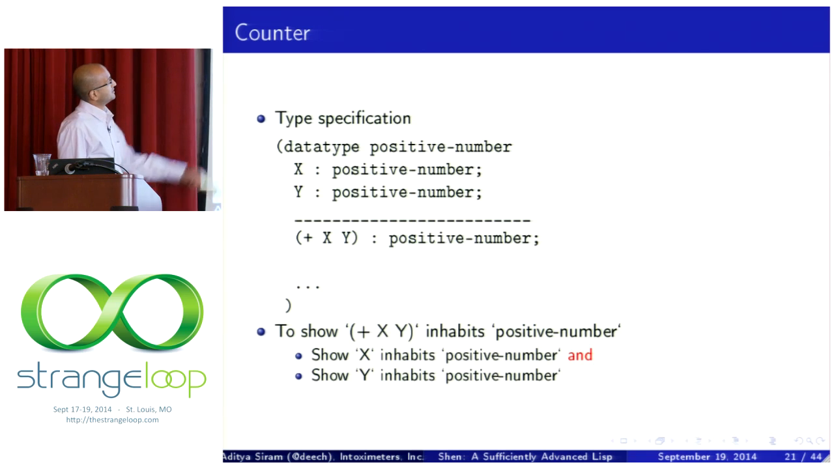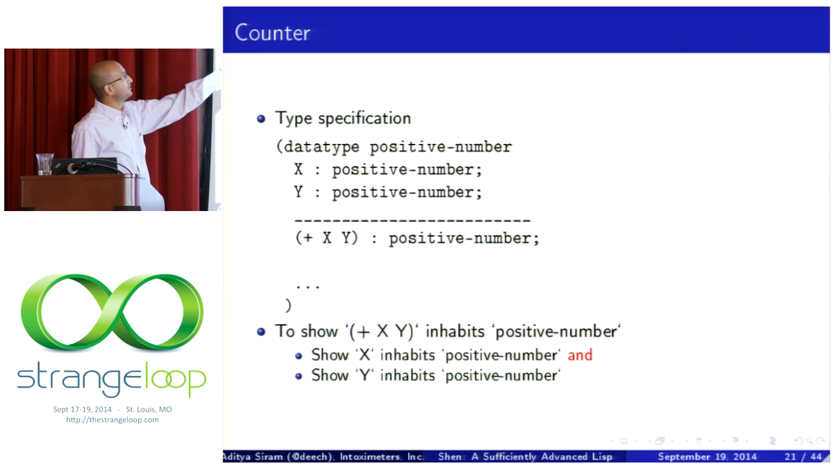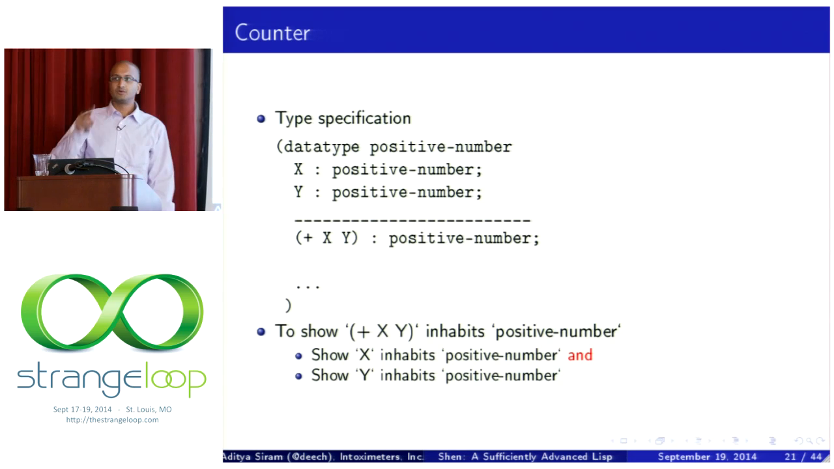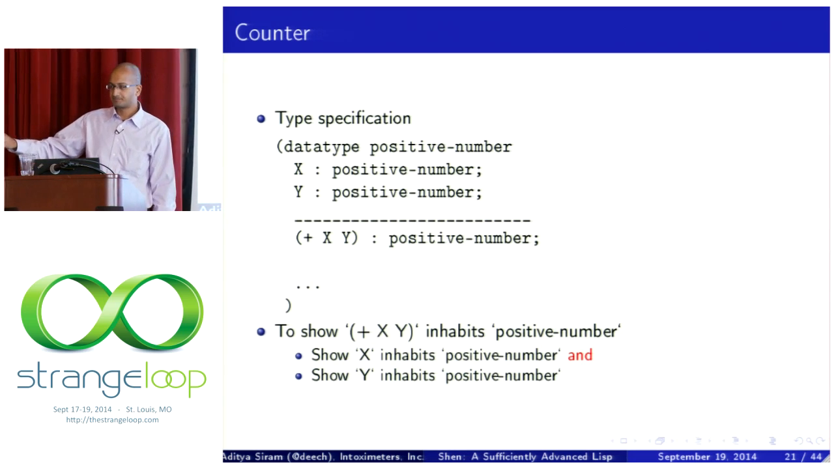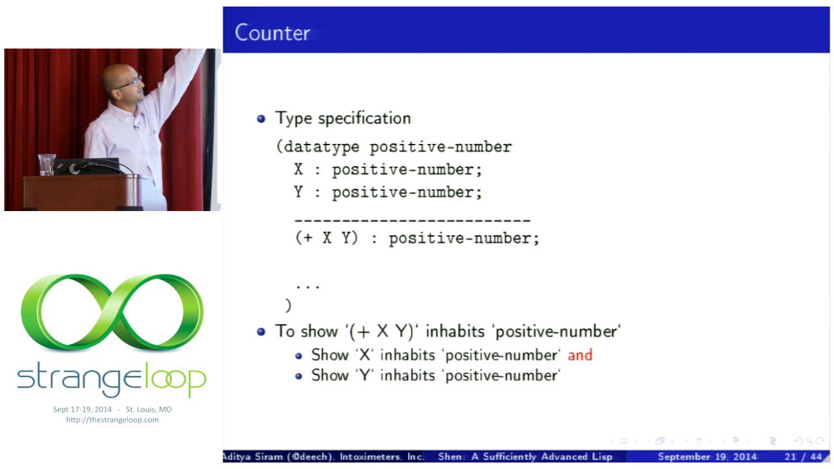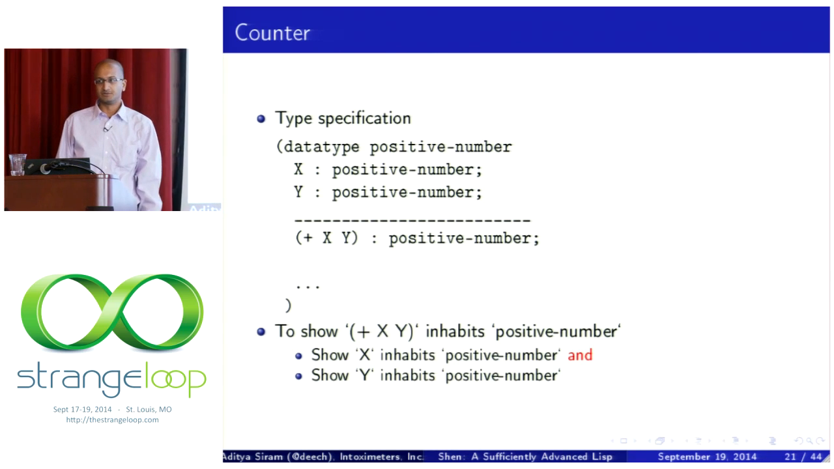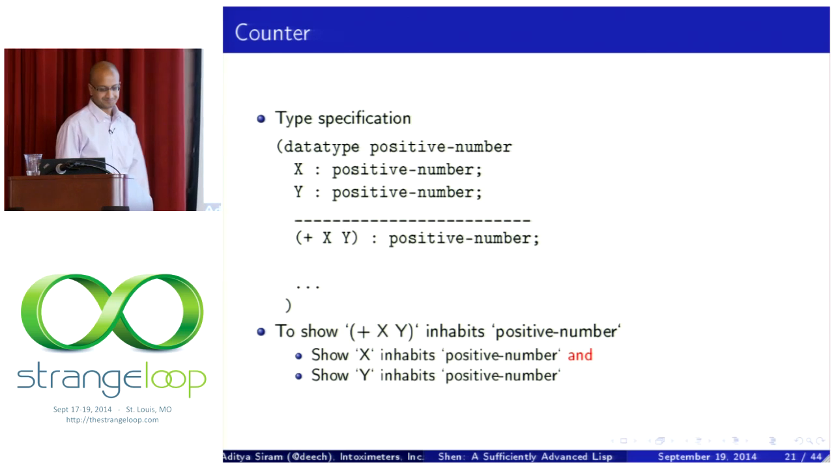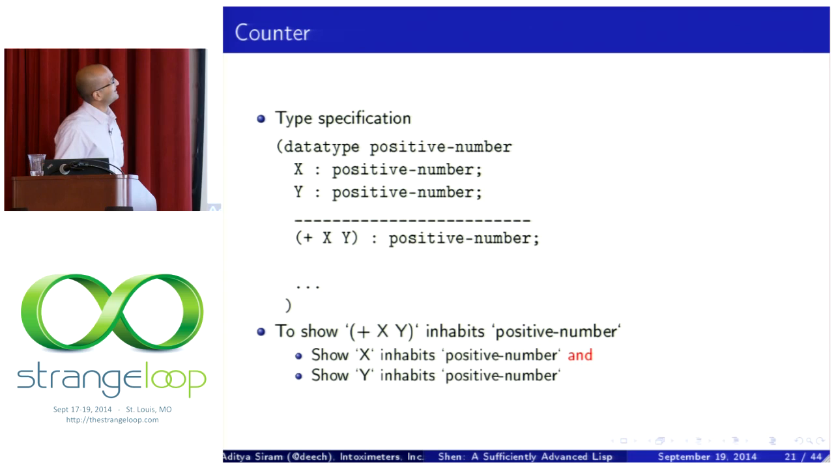So what this is telling you is that if I'm looking at a form which is plus x y, and I want to prove that that thing is a positive number, I have to show that x is a positive number, and I have to show that y is a positive number. That's it. That's all there is to it. Actually, that's not it, but that's it for this example.